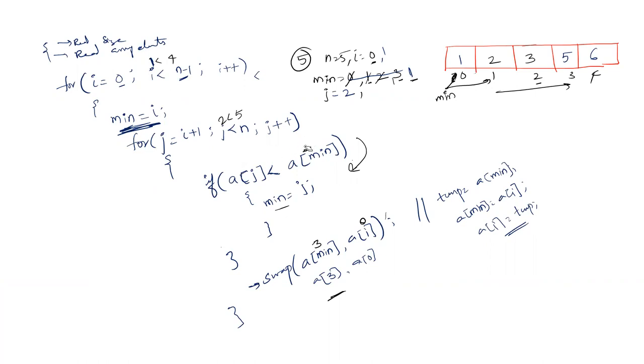This is the logic. I've explained only one set. After explaining one set, they are already in the sorted order. If I'm taking the worst case, I would go for all the iterations where I have to do. This is the logic. And if you want to write it down.